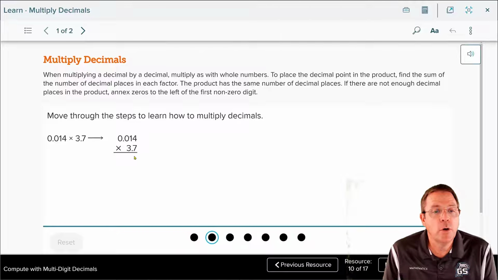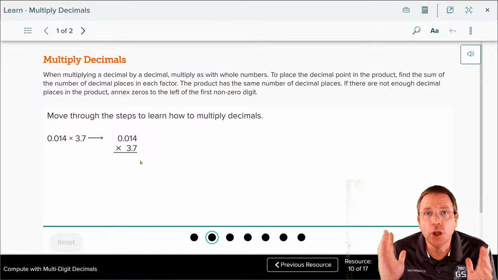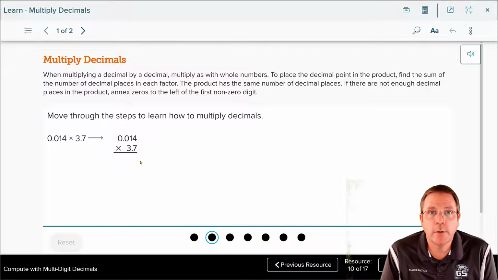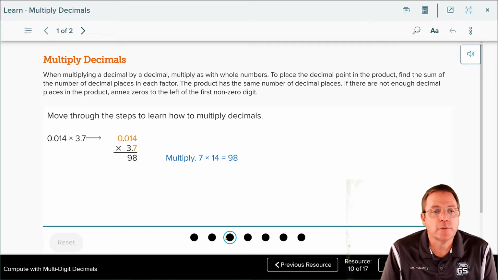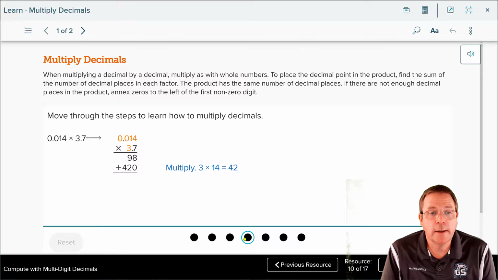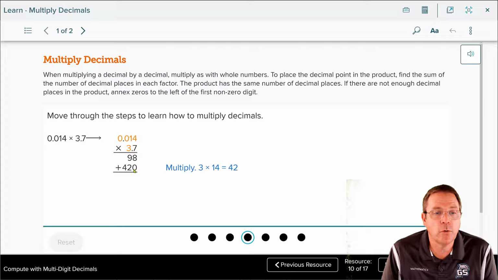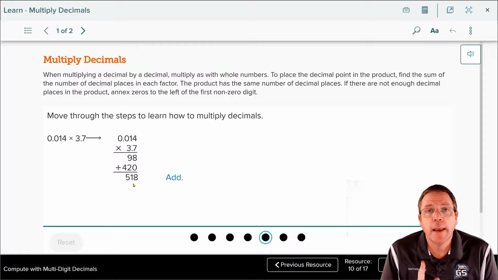From here, notice my decimals are not aligned. You don't align the decimals when multiplying decimals. You just justify them and multiply just like you would if you had whole numbers. So 7 times the 14 gave you 98. 3 times the 14 gave you the 42, and of course remember you move one space over, and they just stuck that 0 in as a placeholder because you move one place over, and when you add those up you get 580.